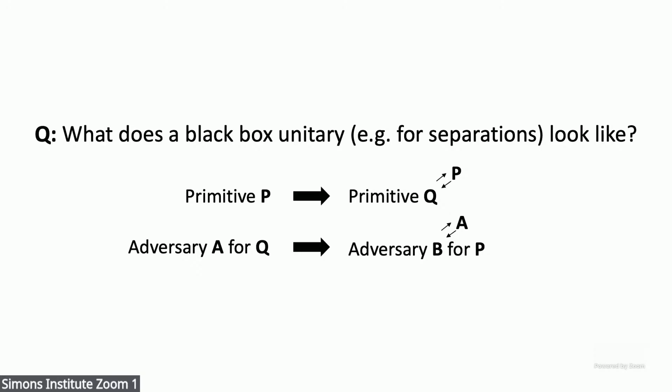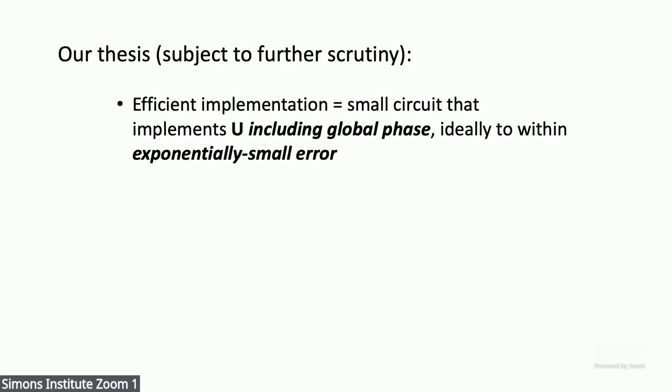And actually, we can also do the same thing for an adversary. Most of the reductions in cryptography treat the adversary as a black box. So if you have an adversary for Q, you want to get an adversary for P. That's how you justify that it's secure, because then you're violating the security of P. What does it mean for a black box adversary for P to make queries to the original adversary for Q? Okay, so these were the questions that were on my mind. And I don't necessarily have the final answers, but I have some answers subject to further scrutiny.